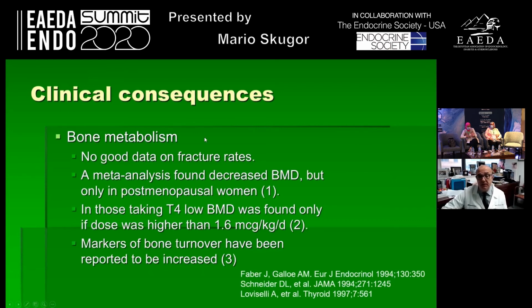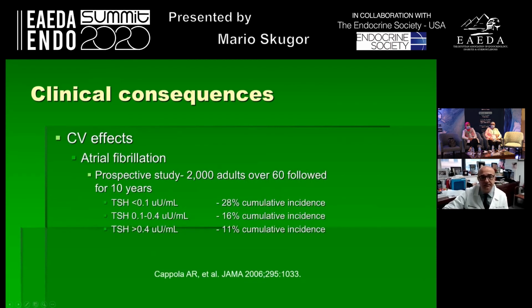Well, looking at bone metabolism, there's really no good data on fracture rates for these patients, but a meta-analysis found a decreased bone mineral density, but only in postmenopausal women. And in those taking T4, low bone mineral density was found only if the daily dose was higher than 1.6 micrograms per kilo per day. So we say that the full replacement dose of T4 for the hypothyroid patient is 1.6 micrograms per kilo per day. But if you go higher than that, you're running the risk of decreasing bone density. And markers of bone turnover have been reported to be increased in patients with subclinical hyperthyroidism.